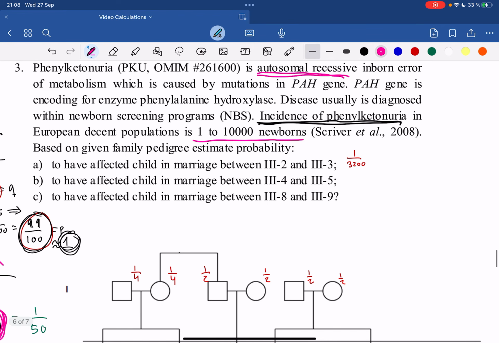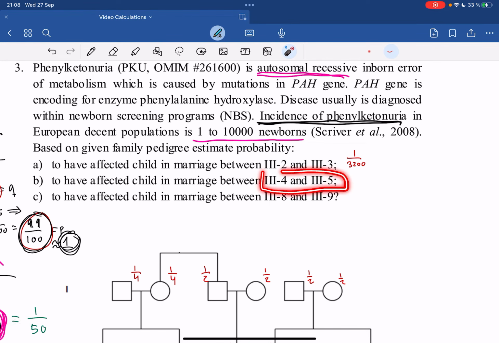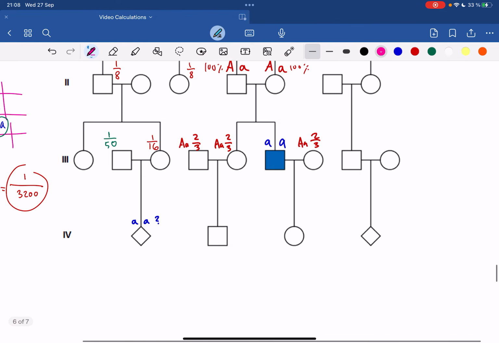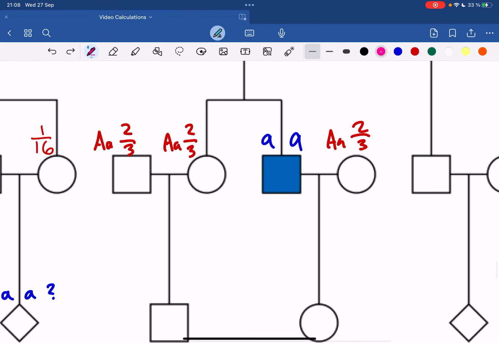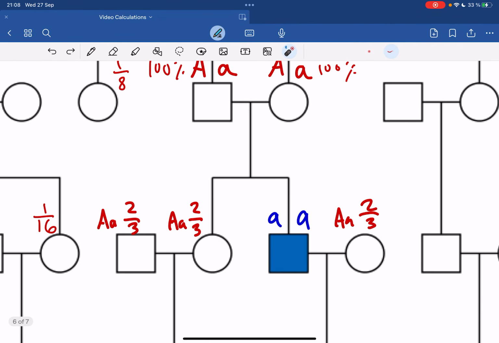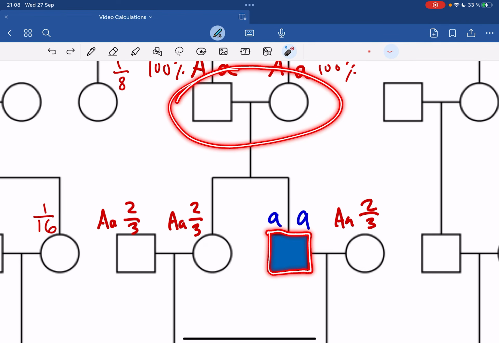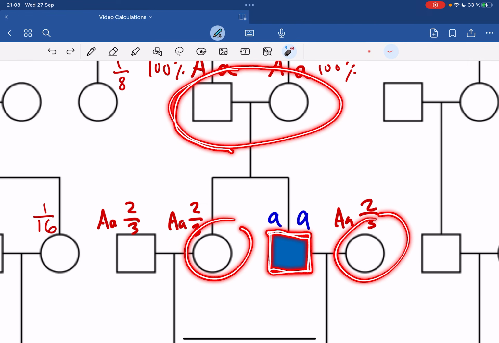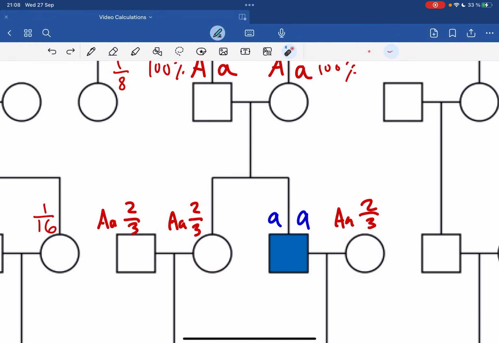Now let's look at the next couple here. It's 3, 4, and 3, 5. So the couple next to the ones we just worked with. And look here, we already calculated it, kind of. I thought it was so irrelevant, but it is. Remember again, this person is affected. These parents are unaffected, but they're 100% heterogeneous because they have an affected child. Then all of these 3 siblings are 2/3 heterogeneous.